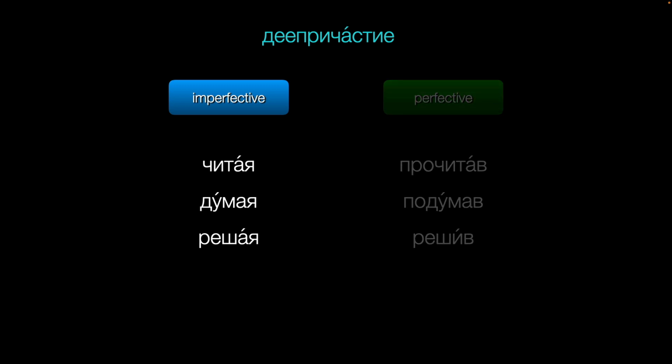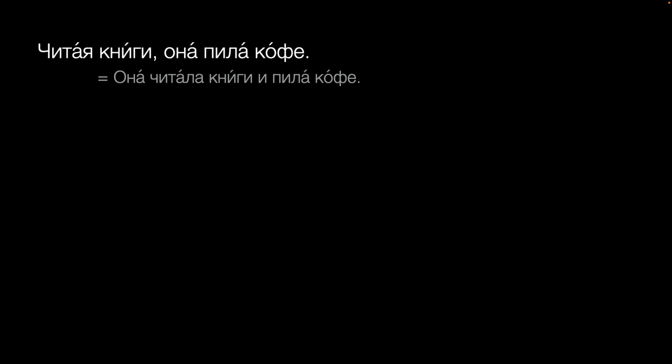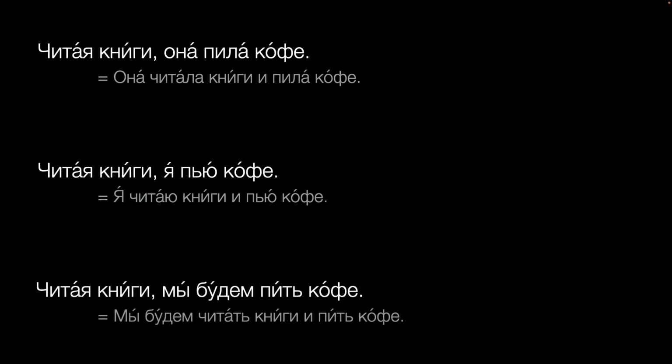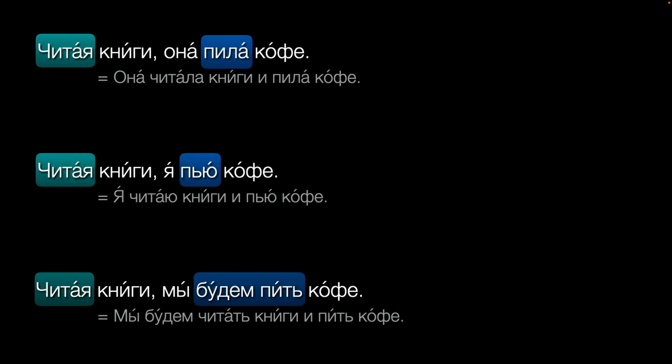These often have to do with time, expressing simultaneous actions. Let's look at some examples. Читая книги, она пила кофе. Читая книги, я пью кофе. Читая книги, мы будем пить кофе. These imperfective verbal adverbs don't express any particular time in terms of the past or present or future. They just express that the action is happening at the same time as the other action in the main clause.